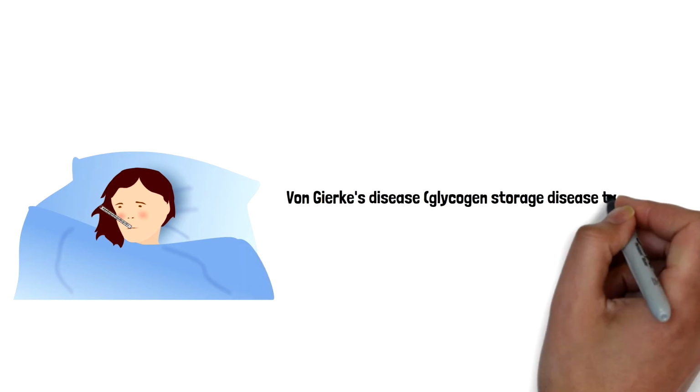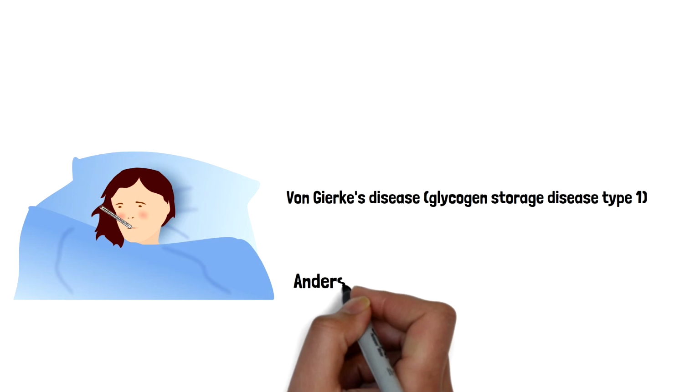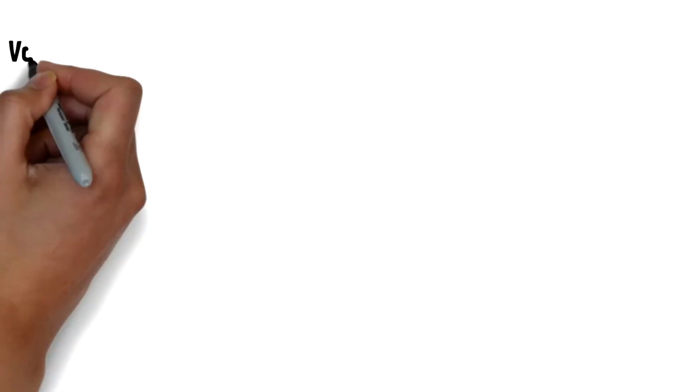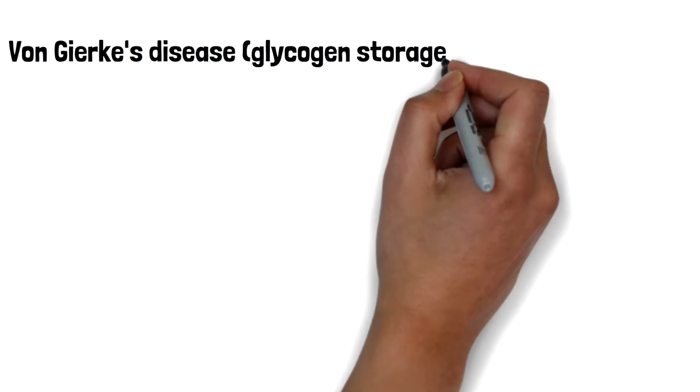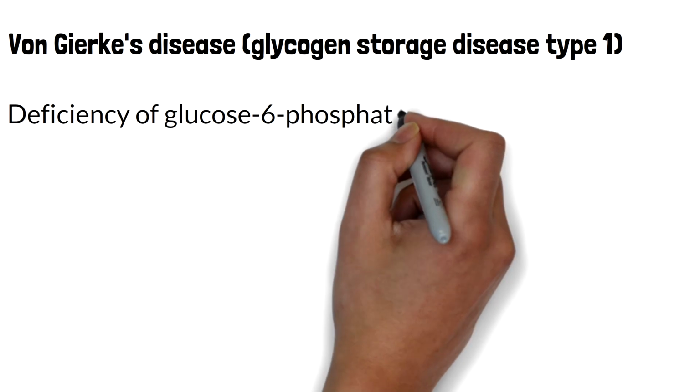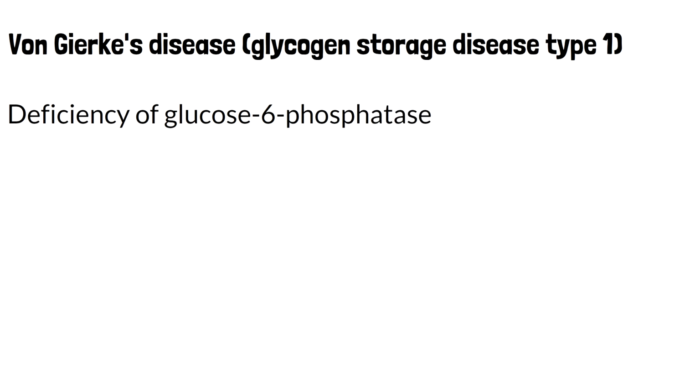Now let's explore the diseases associated with glycogen and its storage. The two major diseases related to glycogen are von Gierke disease and Anderson's disease. Von Gierke disease, or glycogen storage disease type 1, is caused by the deficiency of the enzyme known as glucose 6-phosphatase.